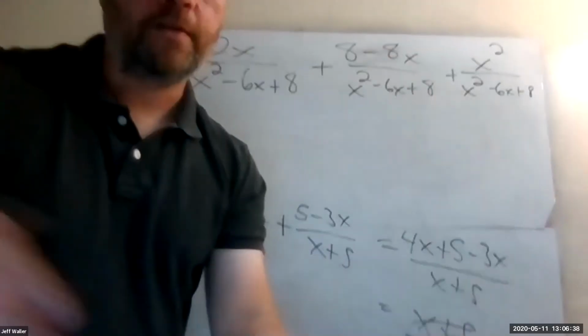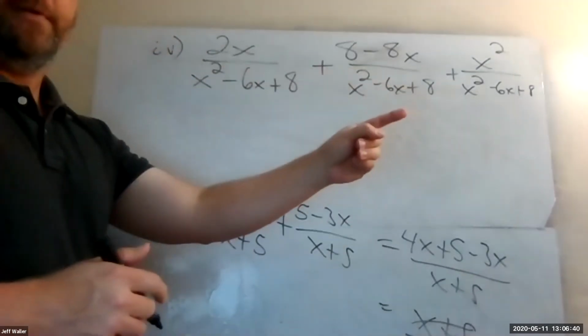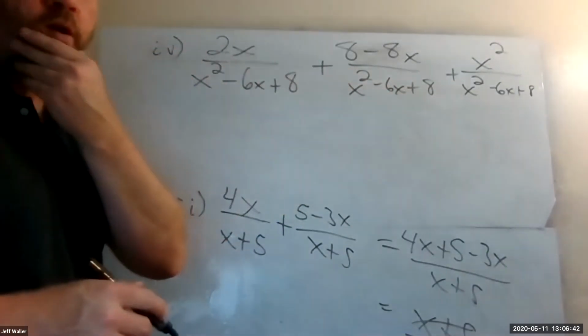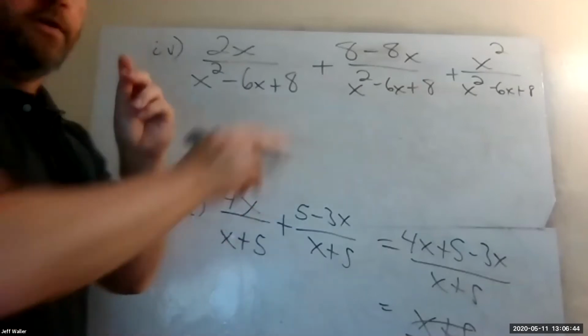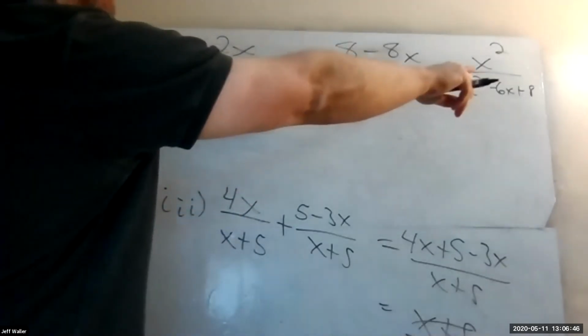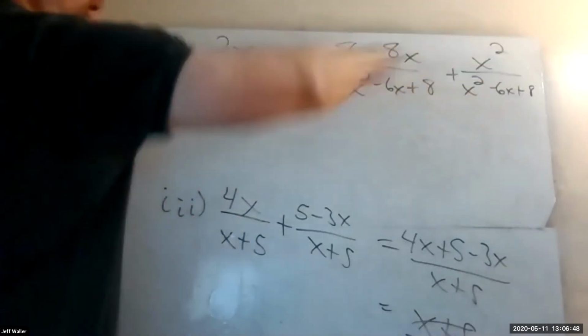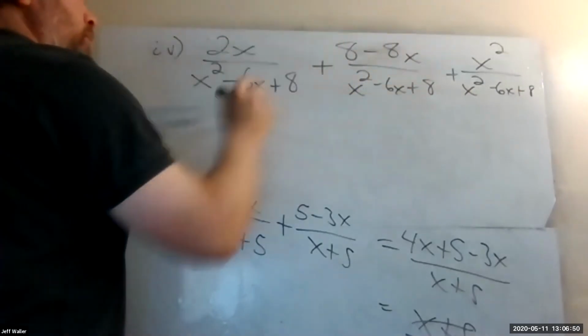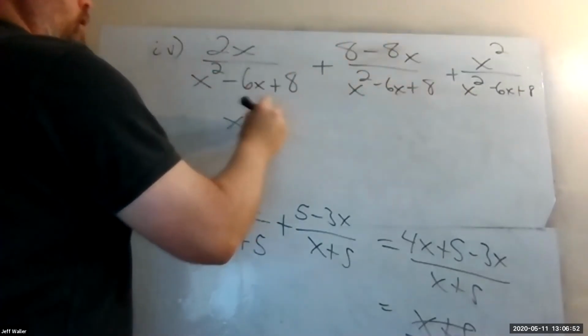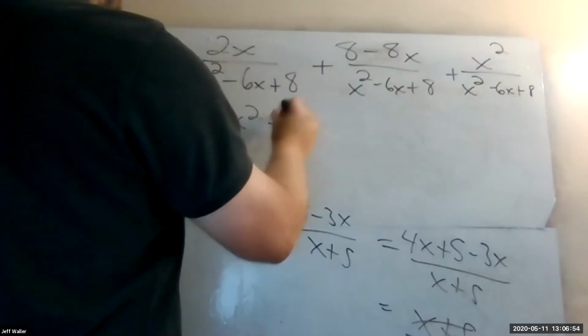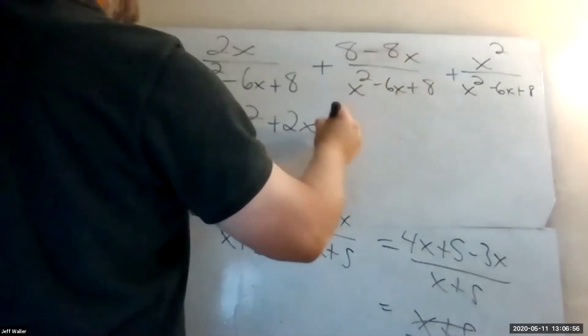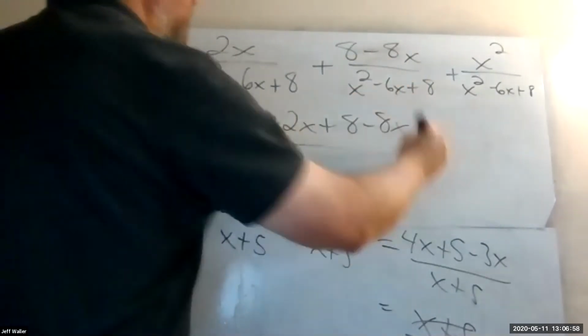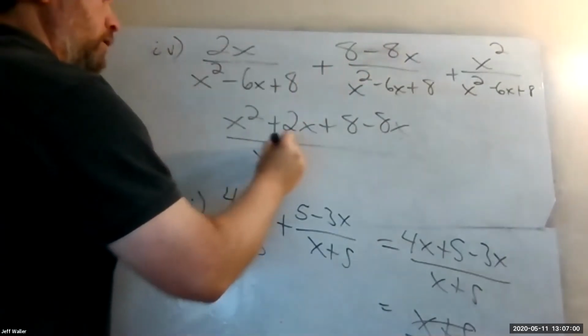Let me see. Look at this beautiful beast. Do they all have the same denominator? Yes. So I can just combine the tops. So let me start to put them in order. X squared plus 2x plus 8 minus 8x. So I combine all the tops over the bottom.